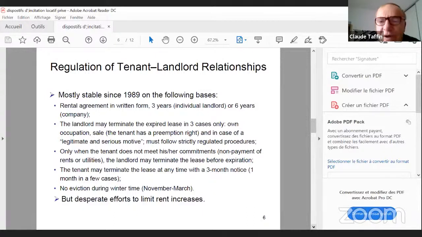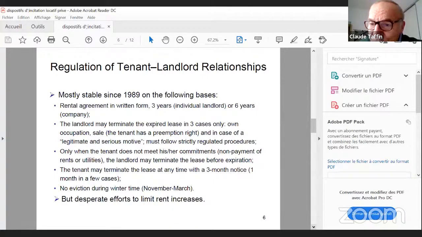Another issue is that even when the justice gives reason to the landlord, the local authorities will be quite reluctant to evict families. So that will take a very long time and sometimes will never happen. Another big issue in the regulation is the rent setting.